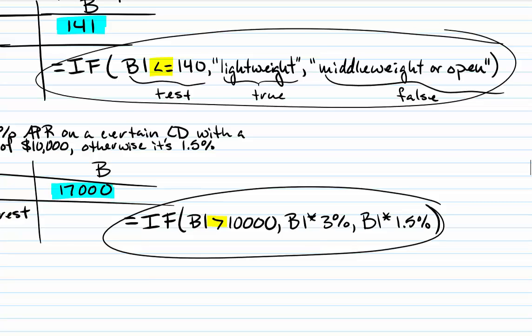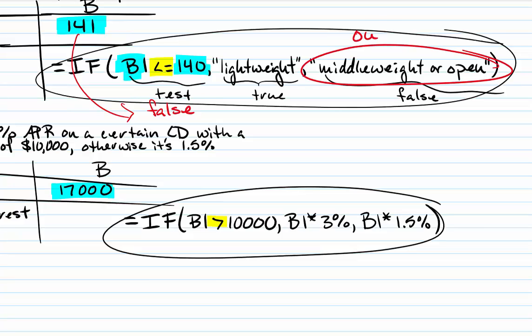So in the first case, 141 pounds. Is that less than or equal to 140? No. So it's false. Which means the output would be middleweight or open. That would be the output of this function. What about down here with the 17,000? Does that evaluate to true or false? Well, that evaluates to true. So that means our output will be whatever this is.